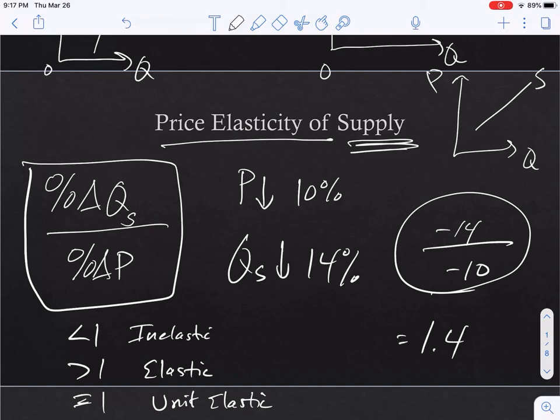So there you go. In a nutshell, that is price elasticity of supply. Very, very similar to price elasticity of demand. Just now we're looking at the change in quantity supplied for a given change in price. How big is that response?